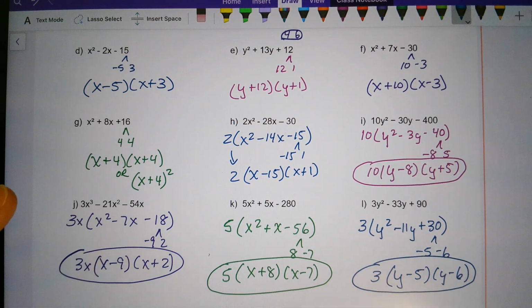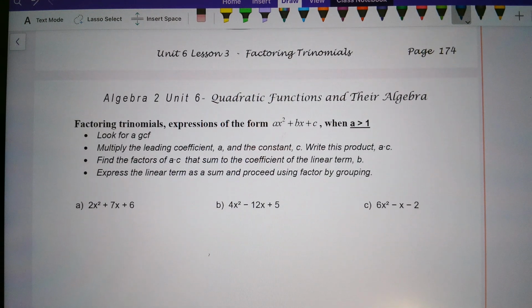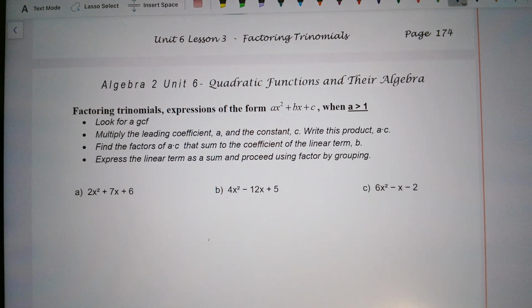Okay, so all of those were when the leading coefficient of the trinomial was 1. Next, factoring trinomials where that leading coefficient is greater than 1, where the a value is greater than 1. You're going to look for a GCF always. Whenever you're asked to factor, you always take out a greatest common factor if there is one.